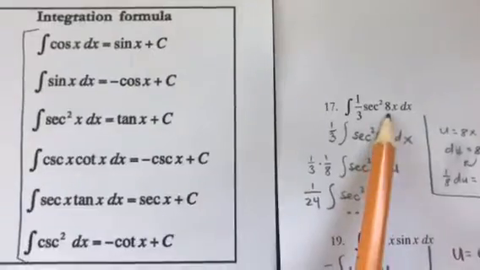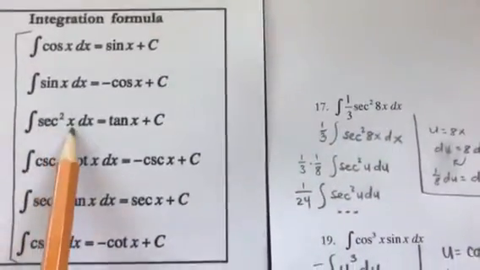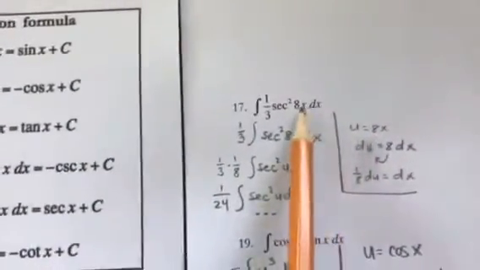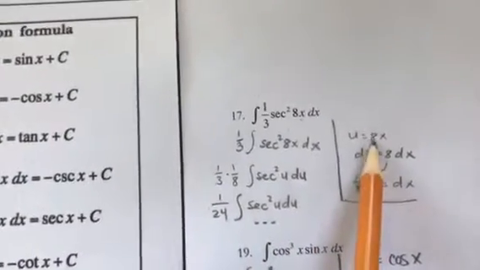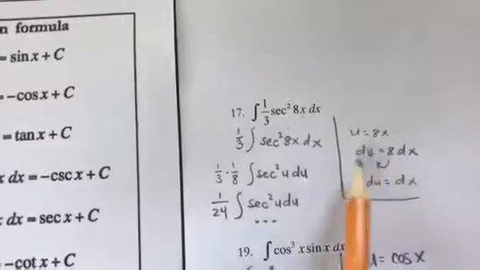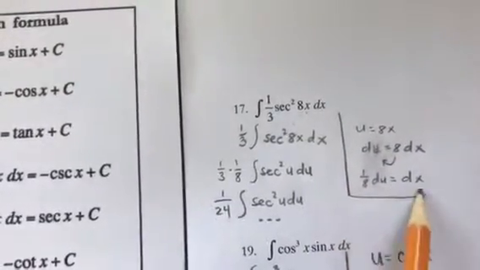The only thing that doesn't match it is the 8x. Other than that, the secant squared of x is a perfect match. So that's why I just made the u equal to the 8x and not the whole thing. So that if I did du, that would be 8 dx, move the 8 over to the other side, so I have 1/8 du equals dx.